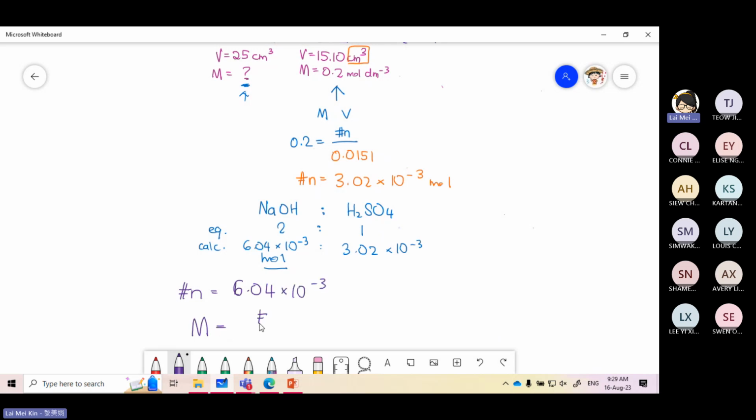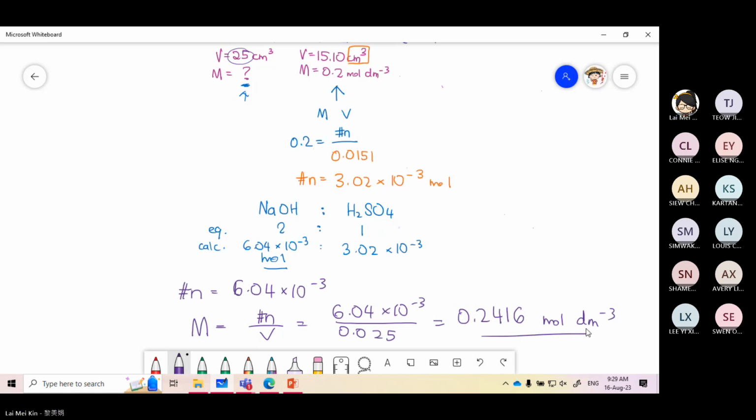So concentration is number of mole divided by volume. Number of mole is this. Volume, 0.025. So what's the concentration that we get? 0.2416. Is it? Yeah, thank you. Mole per decimeter cube, and don't forget the unit. I notice a lot of you are not writing. Never mind, I'll just assume that I have a lot of smart students here. We'll look at the quiz results.